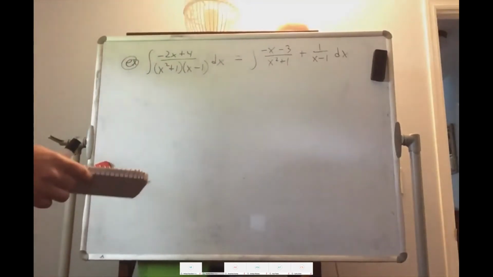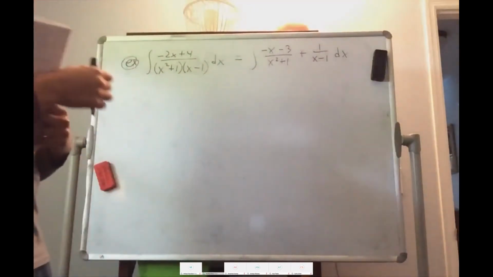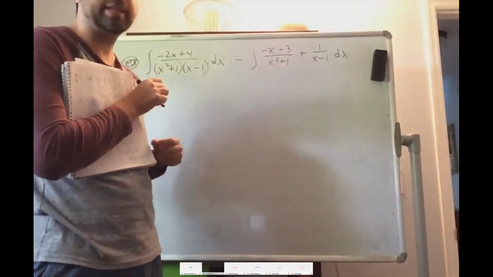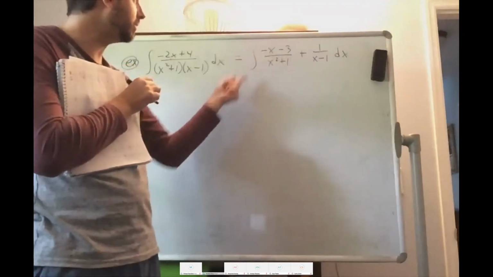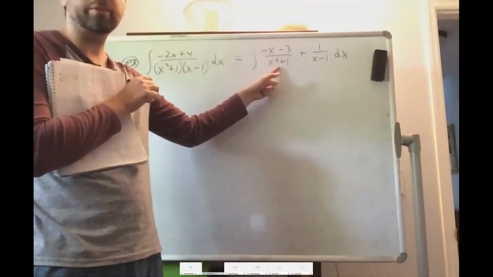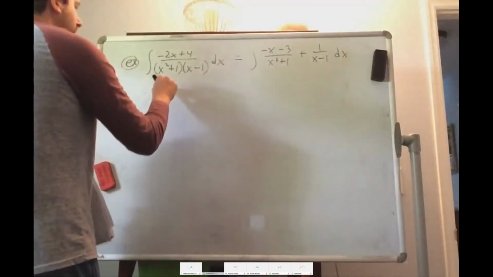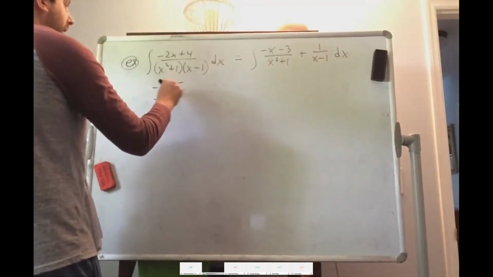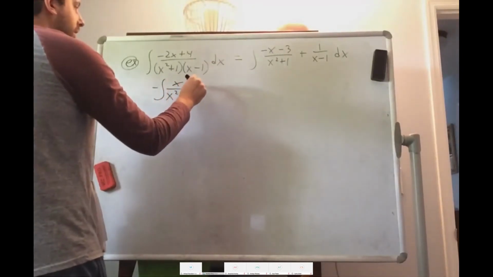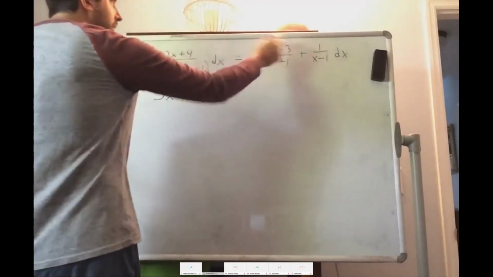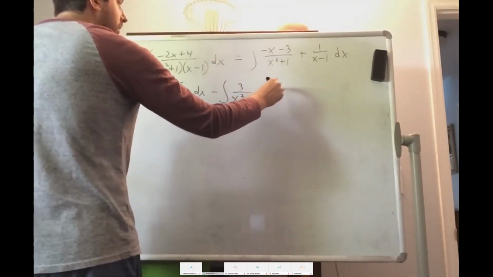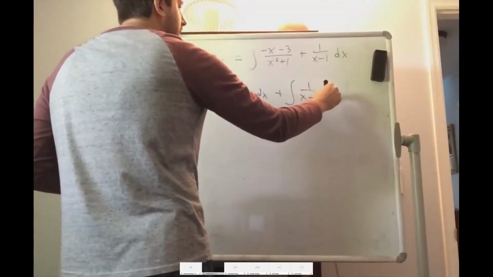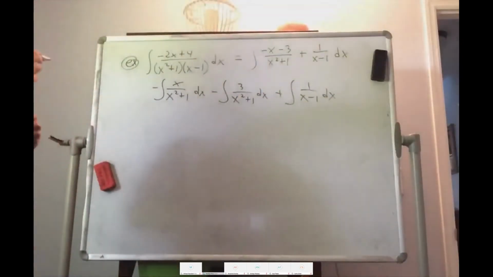So when you have the irreducible quadratic, you're almost always going to get these two terms on top of it. And what you're going to do is split this up into two smaller baby integrals, just the x over it and just the 3 over it. So that's what we're going to go towards. We're really going to solve this: minus the integral of x over x squared plus 1 dx, minus the integral of 3 over x squared plus 1 dx, plus the integral of 1 over x minus 1 dx. So there's the three baby integrals that it all disintegrates into.